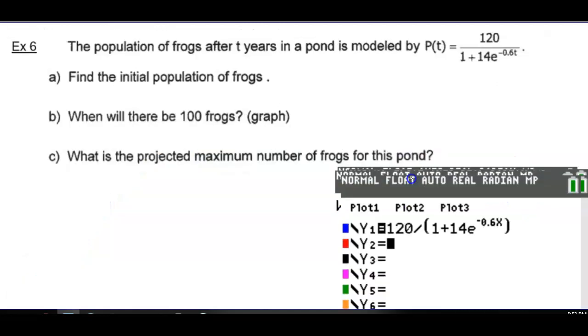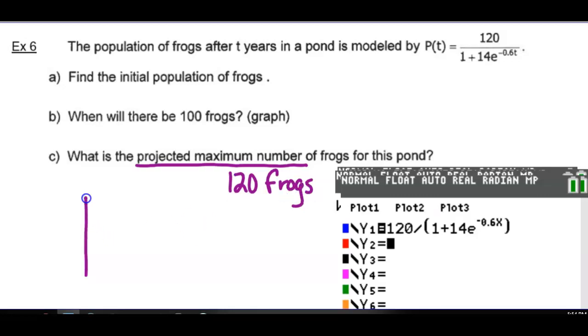It says the population of frogs after T years in a pond is modeled by this equation. So I typed it in: 120 divided by parenthesis, 1 plus 14E to the power of negative 0.6, and I put in an x instead of a t. The projected maximum number of frogs is the carrying capacity for this pond, which is going to be 120, and you will see that when we graph this.